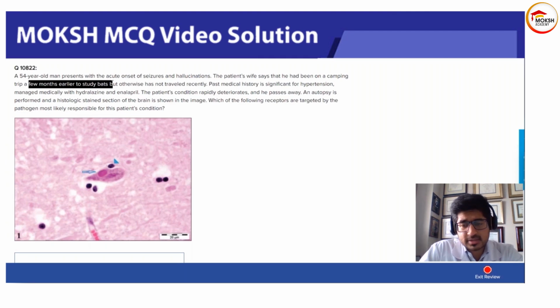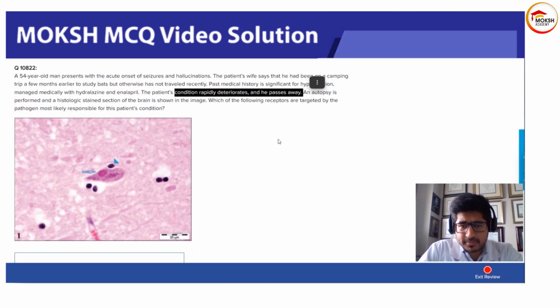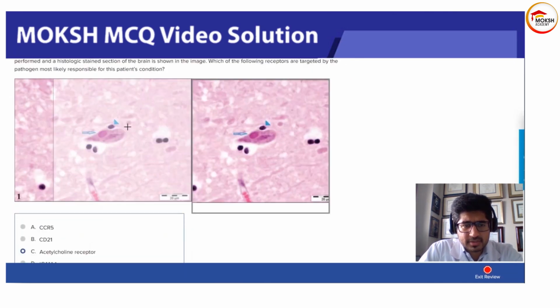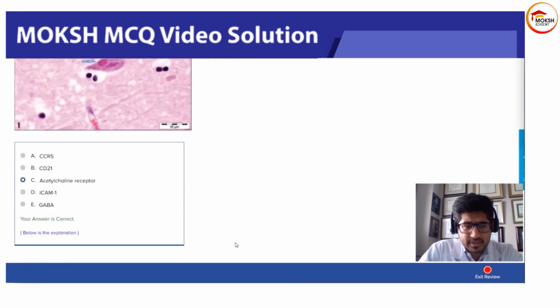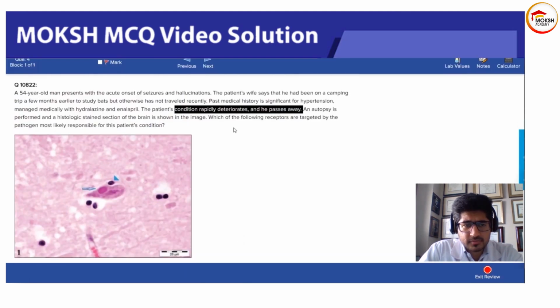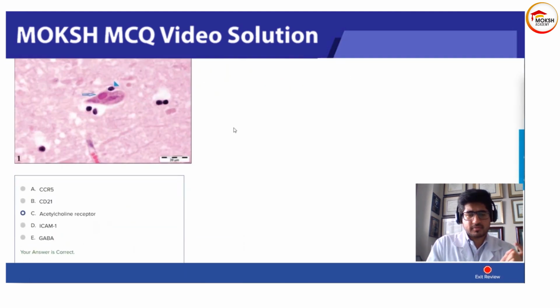Bats are the number one cause of rabies in the United States. So you have to remember that. And other things are not very significant. His condition has rapidly deteriorated. And then when you see this image, if you're familiar with it, you will know that these are the Negri bodies which they have marked. And then they're asking us which of the following receptors is targeted by the rabies virus.